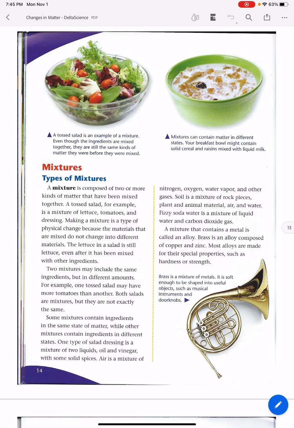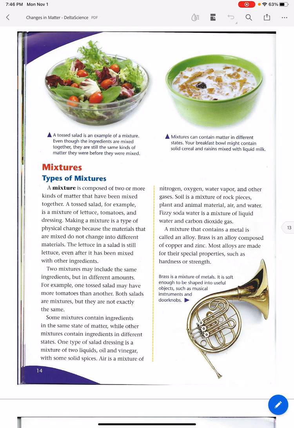Mixtures. Types of mixtures. A mixture is composed of two or more kinds of matter that have been mixed together. A tossed salad, for example, is a mixture of lettuce, tomatoes, and dressing. Making the mixture is a type of physical change because the materials that are mixed do not change into different materials. The lettuce in a salad is still lettuce, even after it has been mixed with other ingredients.